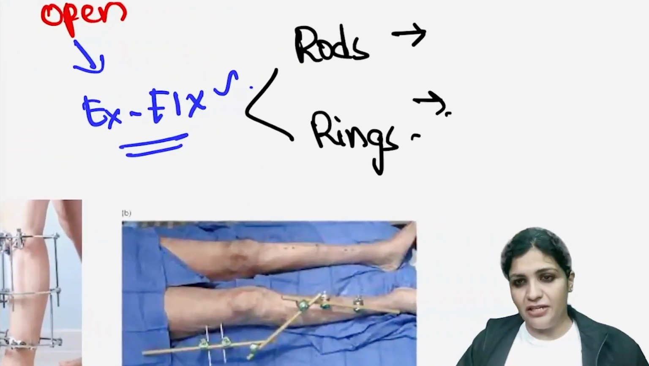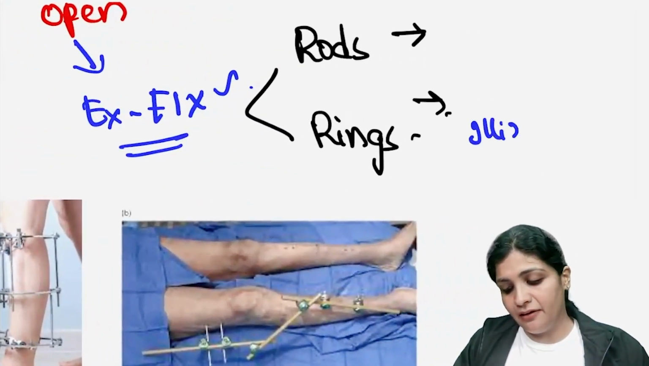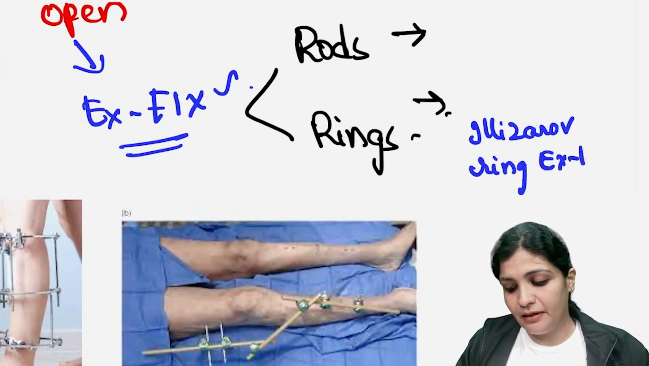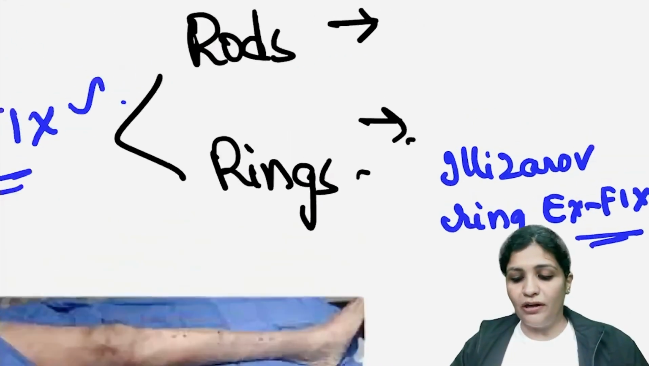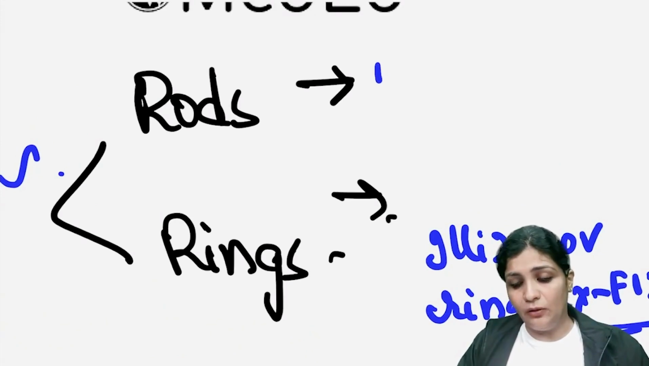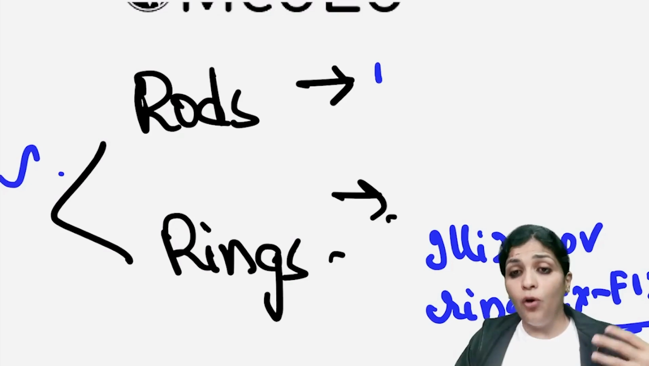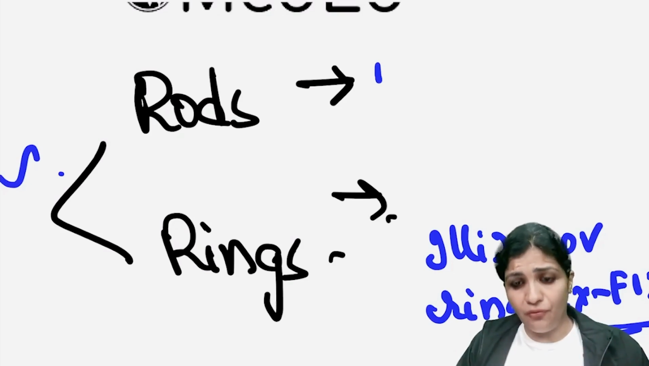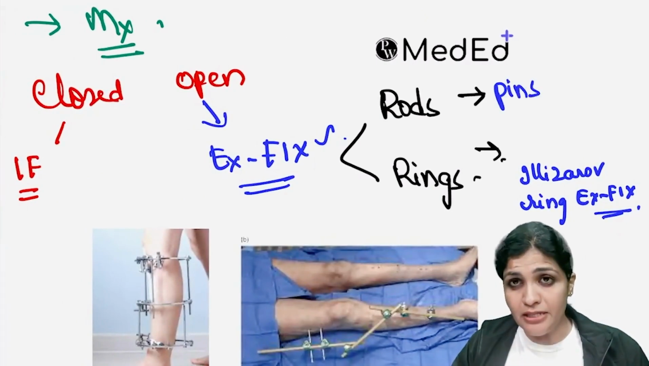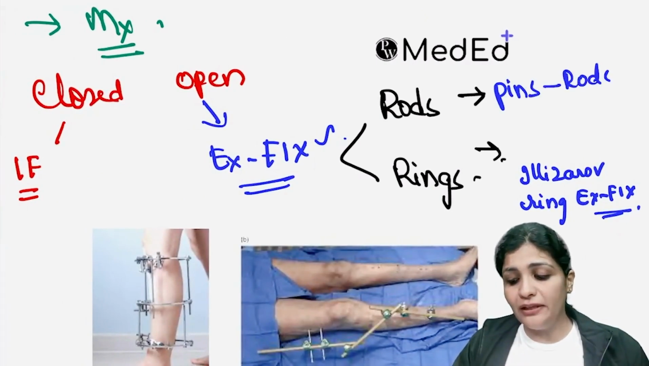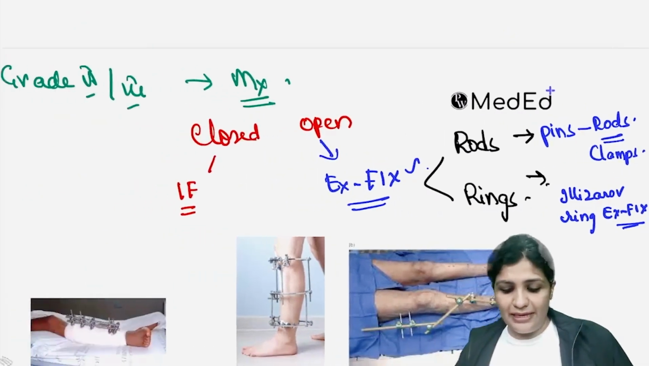So there are rod types of X-fix and ring types of X-fix. This ring X-fix is also called the Ilizarov ring external fixator. Very, very important. It is asked in the exam. And next, what are the rod type of X-fix? These are usually used more frequently, and these are there with pins. These are called Schanz pins, and they are fixed with rods and clamps. So this is about the X-fix.